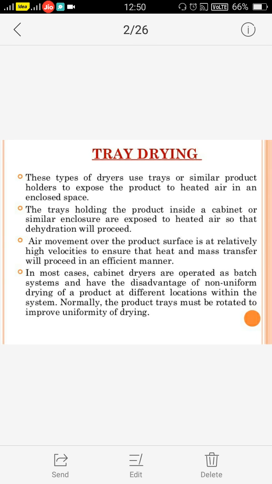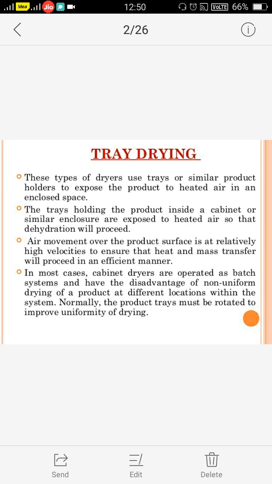The first drying method among mechanical dryers is the tray dryer. These types of dryers use trays or similar product holders to expose the product to heated air in an enclosed space. The trays hold the produce inside a cabinet or similar enclosure and are exposed to heated air so that dehydration will proceed. Air moves over the product surfaces at relatively high velocities to ensure that heat and mass transfer proceed efficiently.